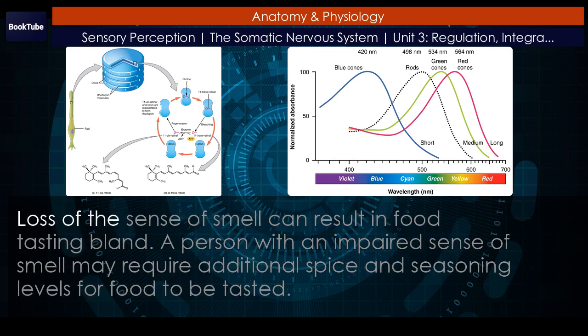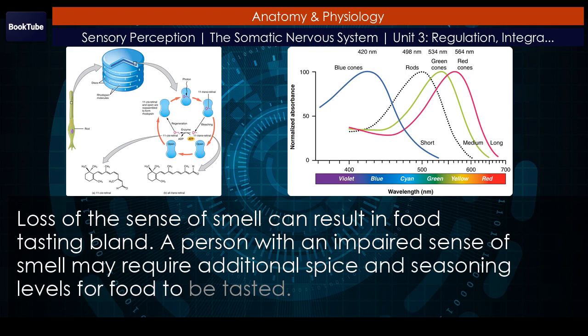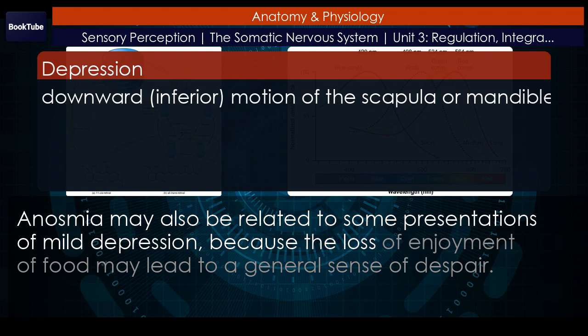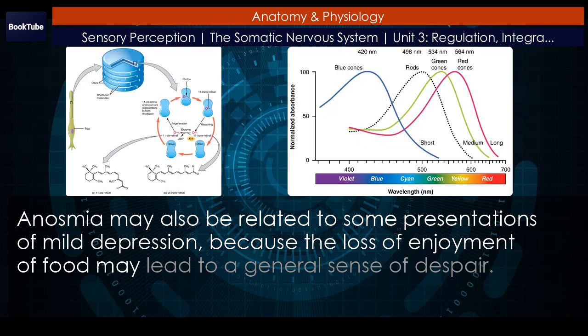Loss of the sense of smell can result in food tasting bland. A person with an impaired sense of smell may require additional spice and seasoning levels for food to be tasted. Anosmia may also be related to some presentations of mild depression, because the loss of enjoyment of food may lead to a general sense of despair.